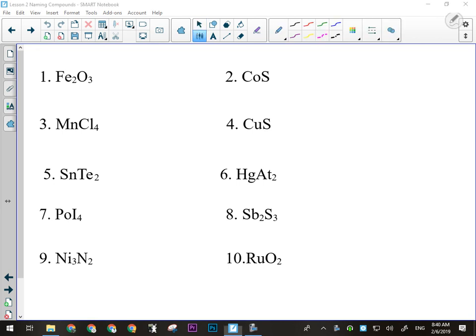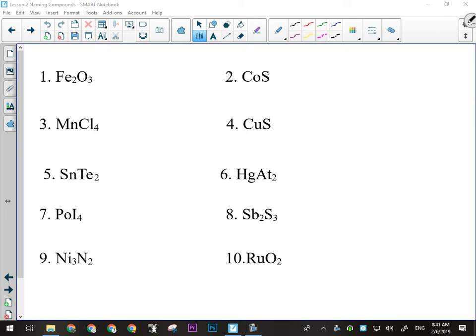All right, so ionic compounds contain a metal and a nonmetal. Okay, we talked about that yesterday. Most of the time when we're naming an ionic compound, it's fairly straightforward. We name the metal, we name the nonmetal, we make the nonmetal end in "ide." Okay, it's pretty straightforward. The problems come in when we have a metal that has more than one possible charge.